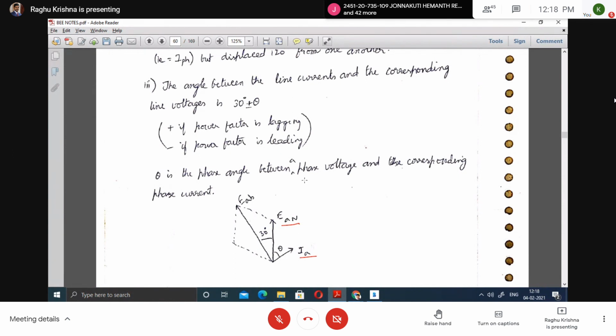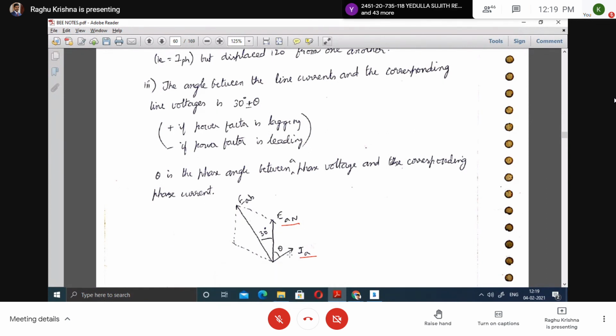This diagram is for a lagging load, that is inductive load, RL load. For an RL load, you have seen that current lags the voltage. Now here the angle between IA and EAB is 30 plus theta. For lagging, we are going to take plus if the power factor is lagging. So this occurs for lagging loads, that is RL load.